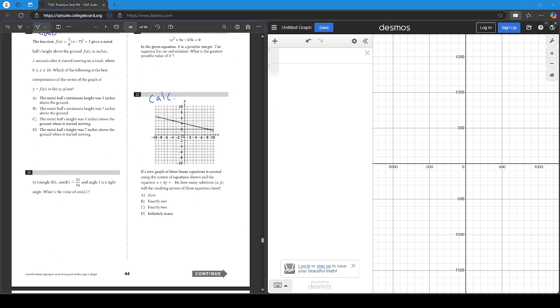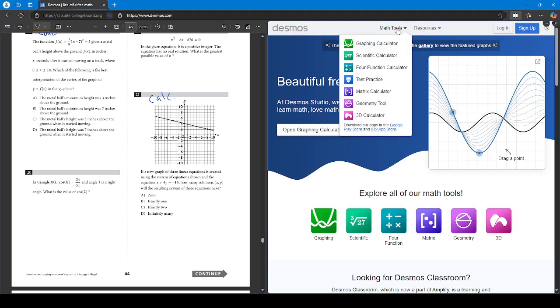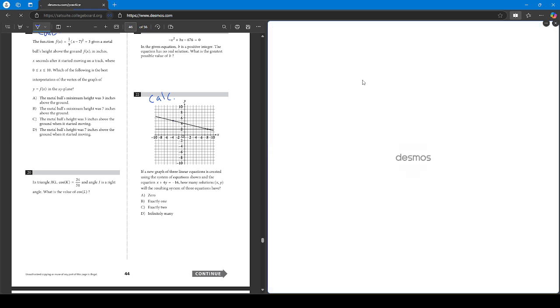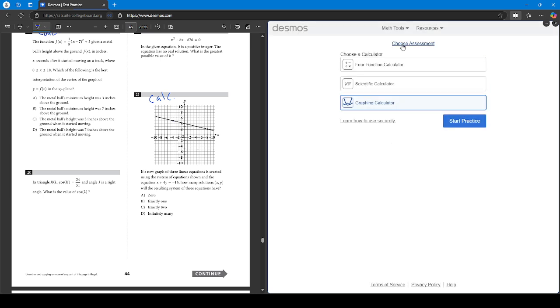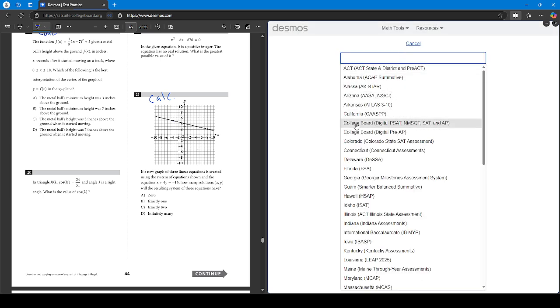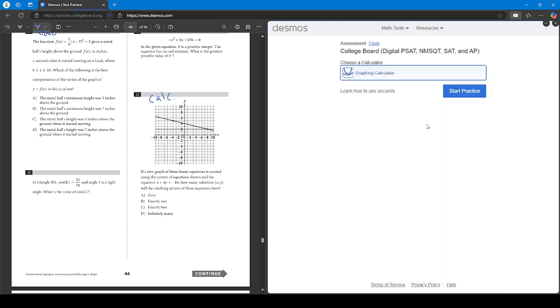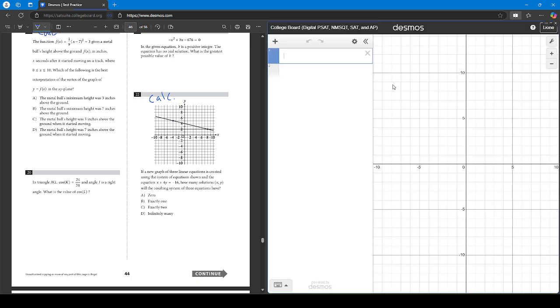I would like for you to make sure that you have your Desmos graphing calculator pulled up. And I forgot to go in and click on Math Tools, Test Practice, choose Assessment, College Board SAT, right? We want to use the SAT version of the graphing calculator.